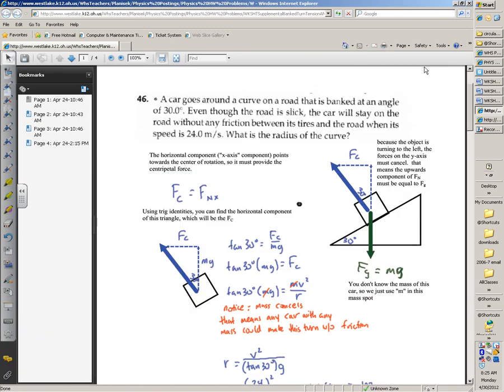I gave you a couple of slides in class, and there were 4 of them, 2 on the front side, 2 on the back side. 2 of them were bank turn problems. The other 2 problems were tension problems. Okay, so let's talk about tension.